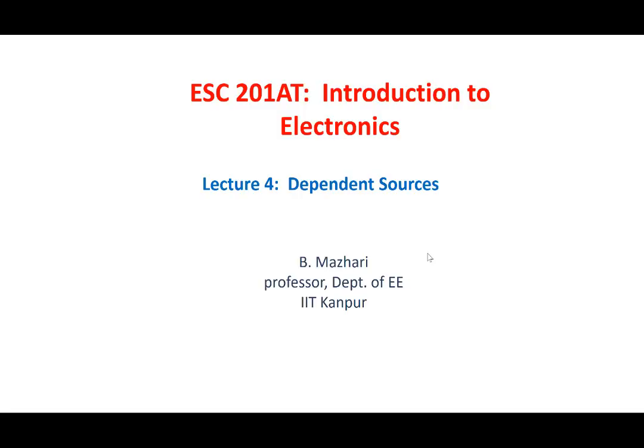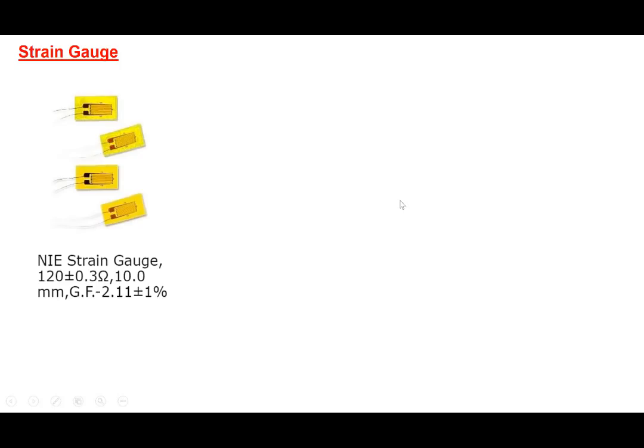Whether it was an AC source or a DC source, the value of the voltage or the value of the current did not depend on anything else. It was independent by itself. So today we look at voltage sources and current sources which are dependent, in the sense that they depend on the voltage or current across another circuit element. And so let's start by seeing why we need dependent sources.